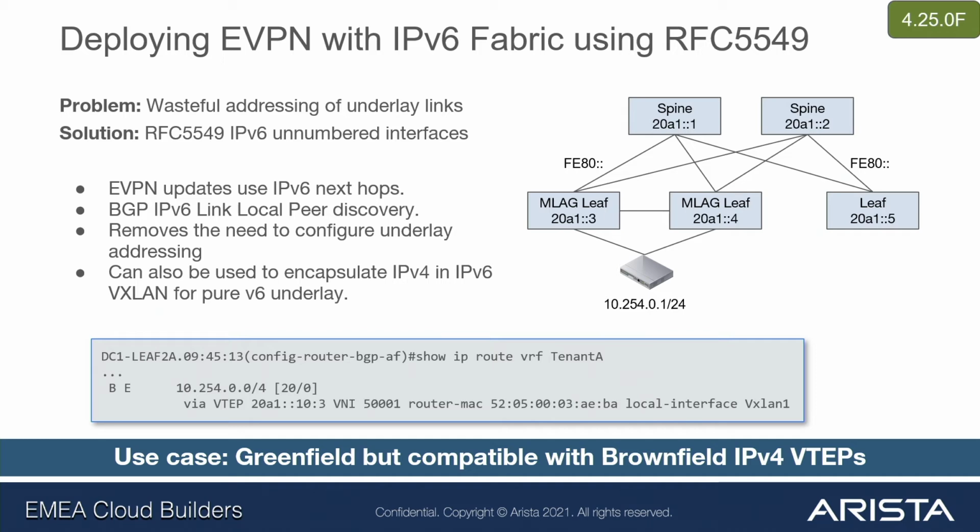And rather than it being an IP version 4 address, you can see it's a version 6. So we're actually doing IP version 4 over IP version 6 in this case. And it can also be used to encapsulate just IP version 4. So you can use IP version 6 as the underlay purely and have IP version 4 over the top. So it doesn't mean that you have to actually be using version 6 in your overlay. You can just leverage the ability to do unnumbered interfaces in the underlay. So I hope that made sense.